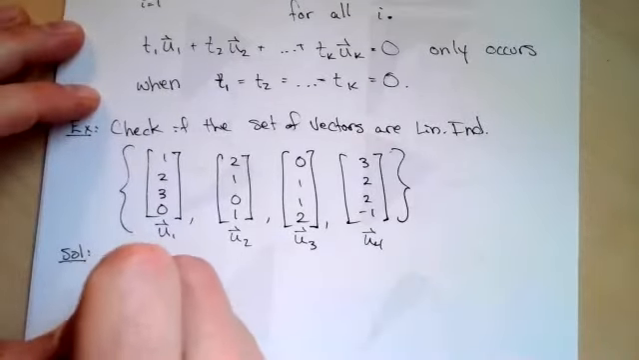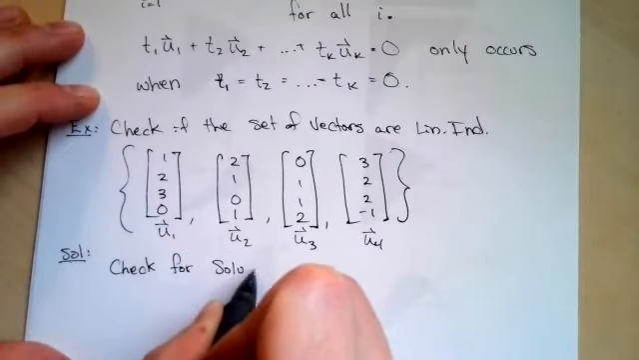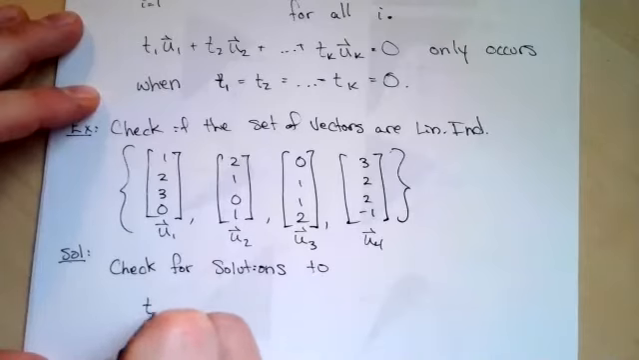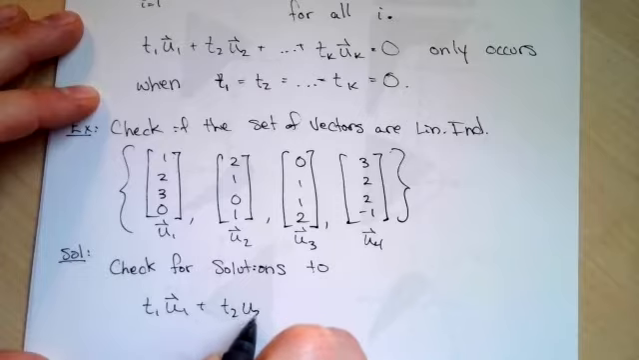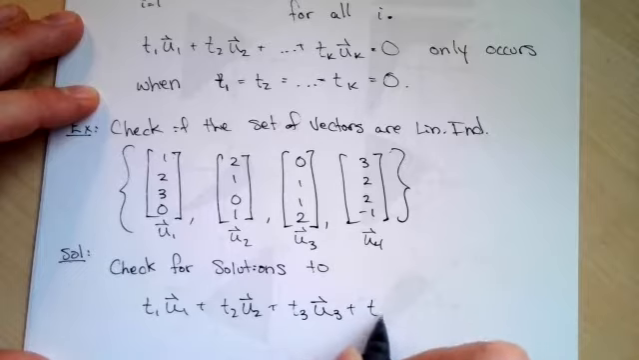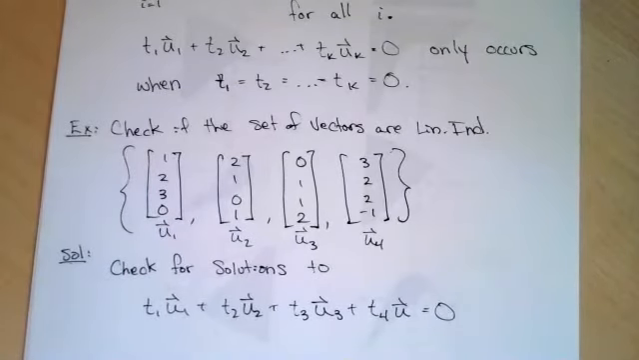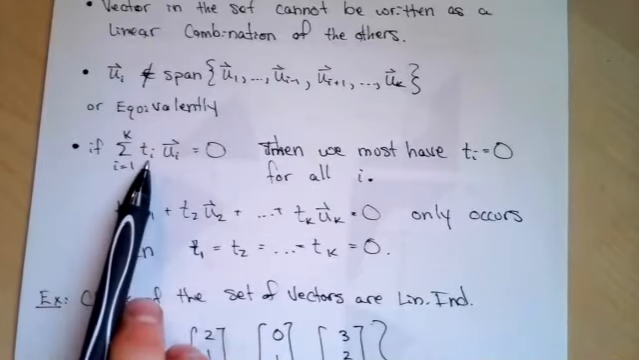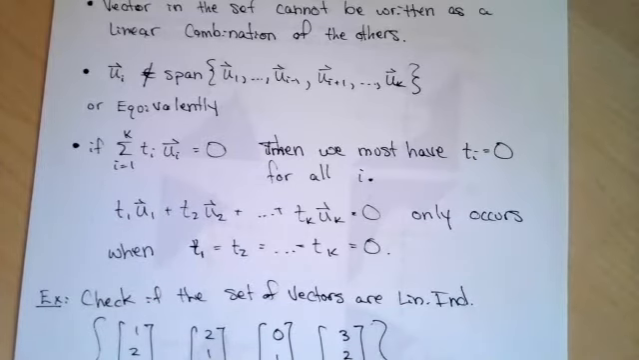We want to check for solutions to our equation T1 U1 plus T2 U2 plus T3 U3 plus T4 U4 equals 0. So this is using this last definition. We're going to look for solutions for whenever a linear combination of these vectors equals 0.